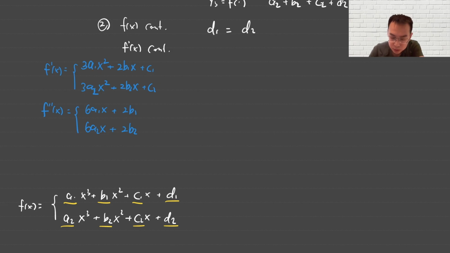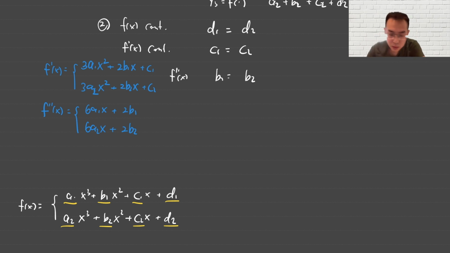To make it continuous, we only need to care about the breaking point, that is at x equals 0. So we just plug in 0 here, and we get c1 equals c2. And then f double prime being continuous gives us 2b1 equals 2b2. We can just cross out the 2, so we get b1 equals b2.